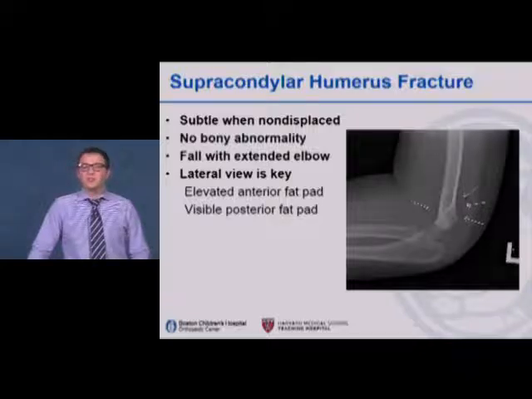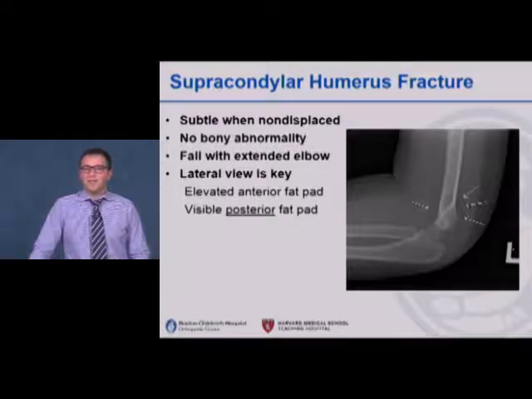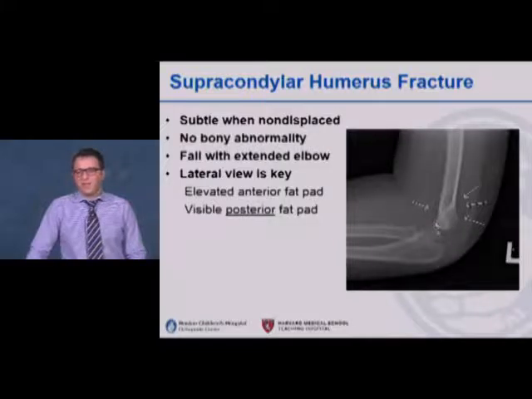So supracondylar fractures, when they're grossly displaced, are easy to diagnose. However, when they're non-displaced, they can be quite subtle. There's often no bony abnormality. The key hallmarks are a child falling with their arm extended. And what you are looking at on this x-ray here with the arrows are what's called the fat pad signs.